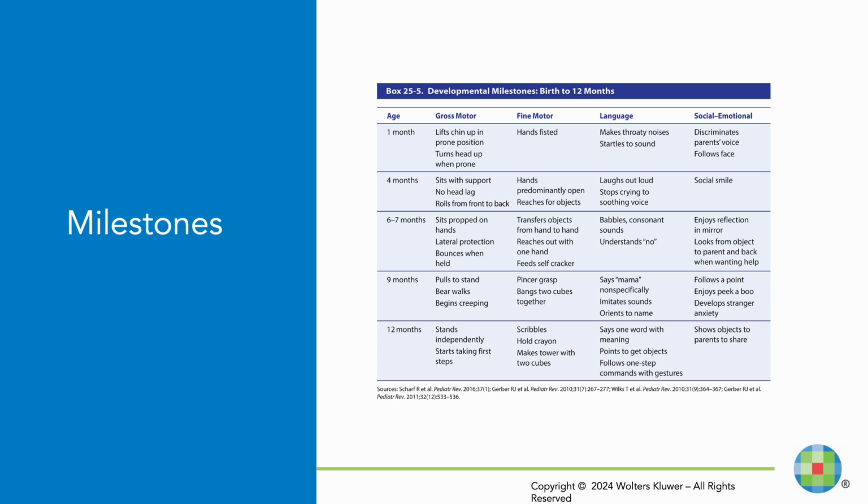So now let's talk about some developmental milestones in that first year of life. There are gross motor, fine motor, language, and social emotional. These are important to know for assessment.